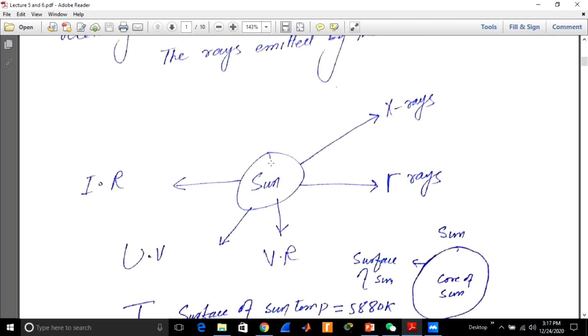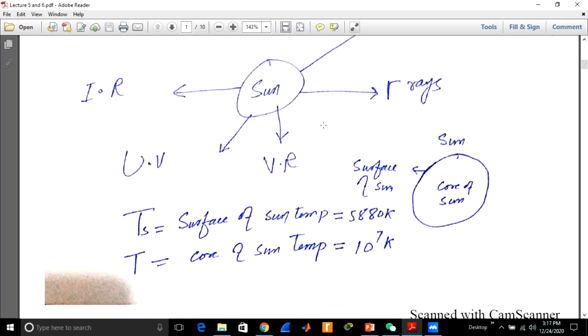And the sun is a very hot body due to the fusion reaction occurring inside the sun. If we see here, the sun contains two parts. The first is its surface, and the other part is inside the sun. The area inside the sun is called the core of the sun, and this is called the surface of the sun. It is similar to the atomic structure, where an atom consists of two parts: one is the core and one is the valence shell. The temperature of the core is very high.